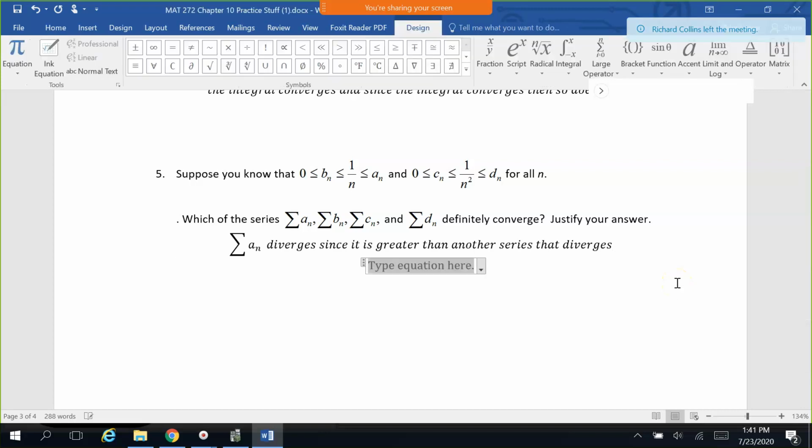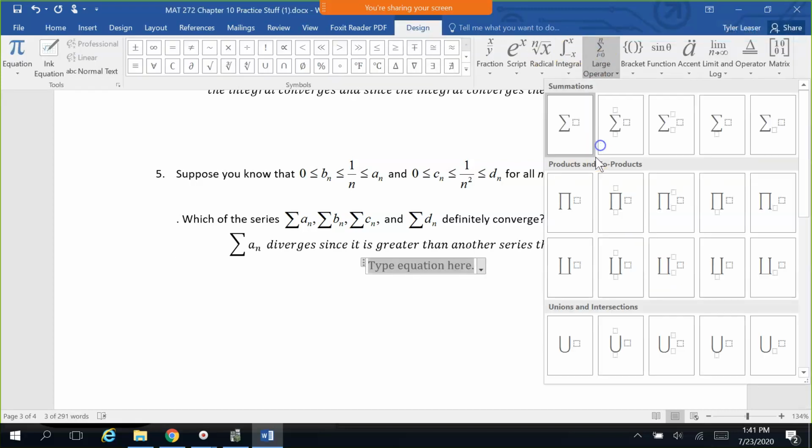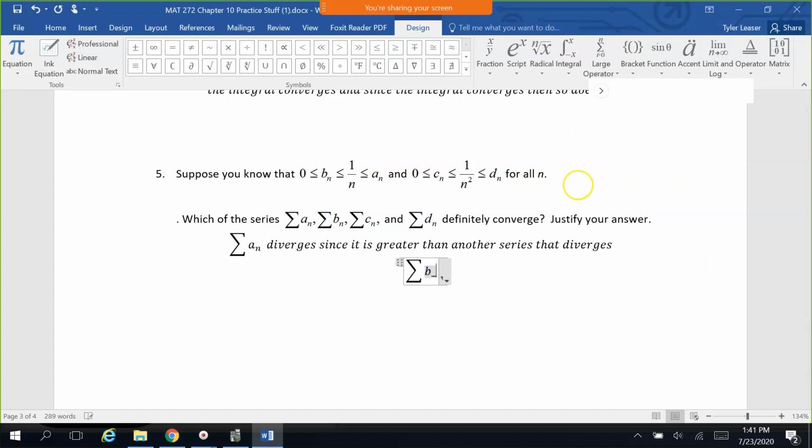Alright, let's look at B sub n. What we know about B sub n is that it is less than something that diverges. What that tells us is nothing, not enough information. Just because you are less than something that diverges doesn't necessarily mean that you converge, but it doesn't mean you diverge either. Could be either way.